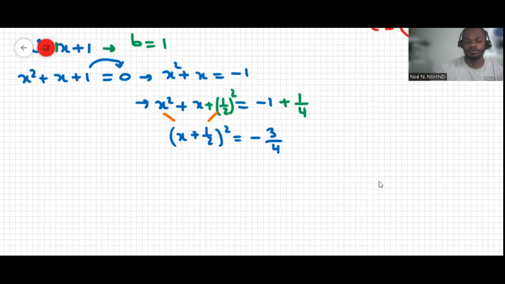Then to solve for x, we are going to square root both sides. So if I square root here, I must also square root there.